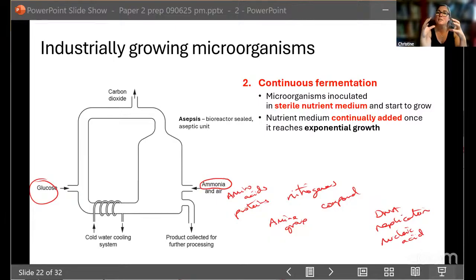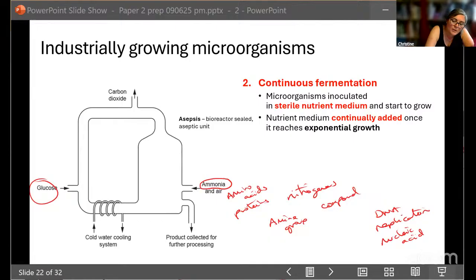The minute you see nitrogenous compound, you should be thinking about all the things that have nitrogen containing compounds. So a nitrogenous compound could be RNA, could be DNA, could be amino acids, could be proteins. So don't just get caught up in the amino acids and proteins. Try and use that to help you.